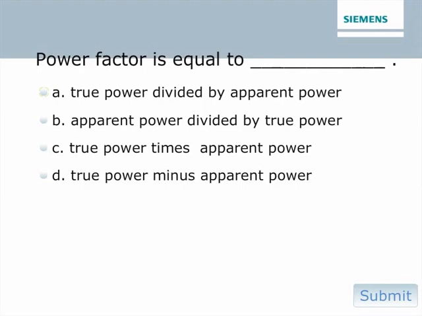Question 10. Power factor is equal to blank. Is it A, true power divided by apparent power, B, apparent power divided by true power, C, true power times apparent power, or D, true power minus apparent power?